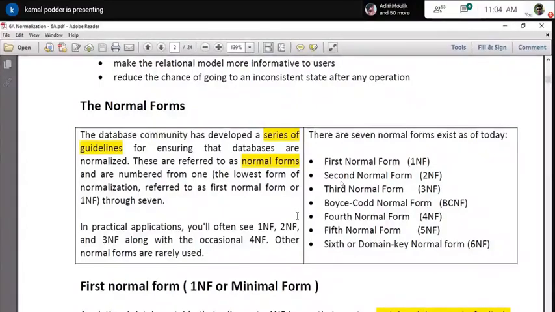Okay, guidelines. The database community has developed a series of guidelines for ensuring the data is normalized. If you want to ensure that it is normalized, then you have to follow those series of guidelines. These guidelines are basically called the normal forms. There are basically 7 normal forms: first normal form, second normal form, third normal form, Boyce-Codd normal form, fourth, fifth, and sixth.